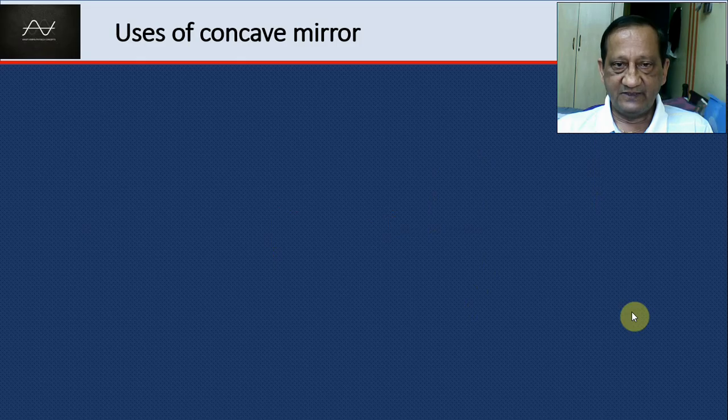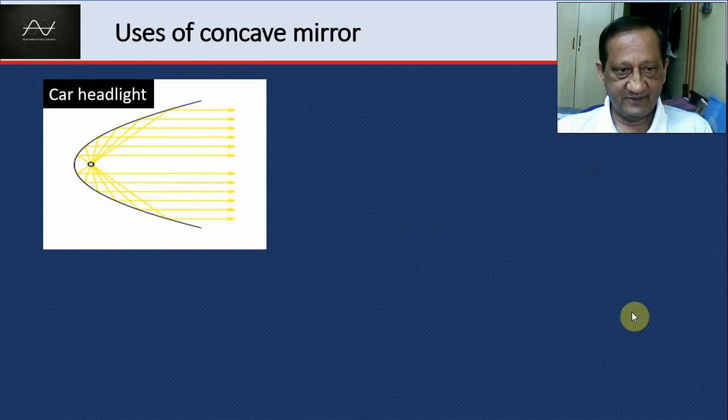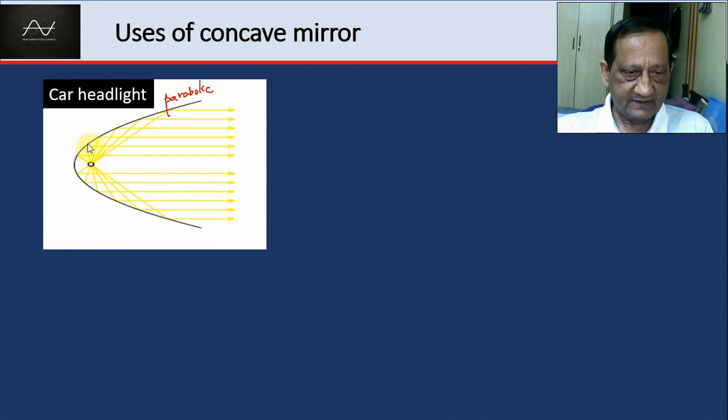So let's talk about the uses of concave mirror. One is car headlight. This is not exactly a spherical mirror. The shape is more like parabolic. But if I consider a small part, if this is nearly a sphere, the bulb of the headlight is placed at the focus or the focal point of this spherical mirror. So the rays strike the mirror and they come out parallel to the principal axis, every ray.